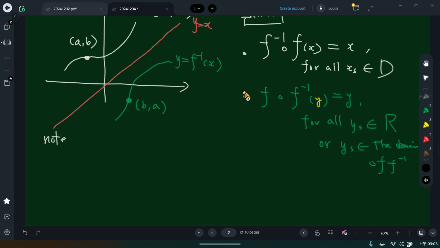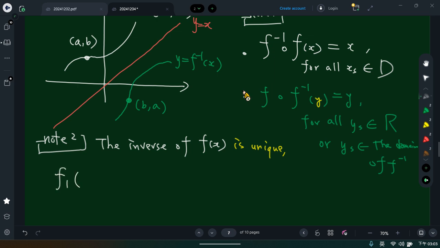Then note 2. The inverse function of f of x will be unique. 如果你一个函数有反函数呢，它一定是独一无二的。Actually, it's easy to prove. For example, I can prove it if f1, f2 are inverses of f of x.